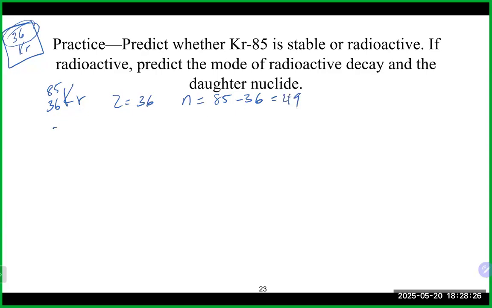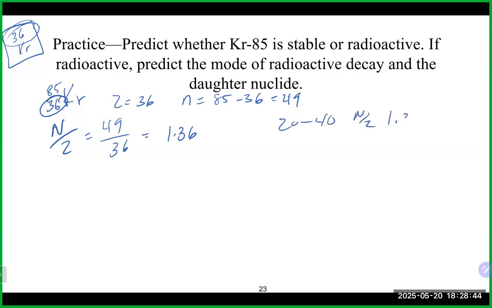So to calculate our N to Z ratio, we'll take our neutrons, which is 49, divided by our protons, which is 36 in this case. It's going to give us a 1.36 ratio. Since this does fall between 20 and 40, the acceptable ratio is like 1.25 in this case. So to me, that looks a little high. So it will go through a beta decay to bring it back down.